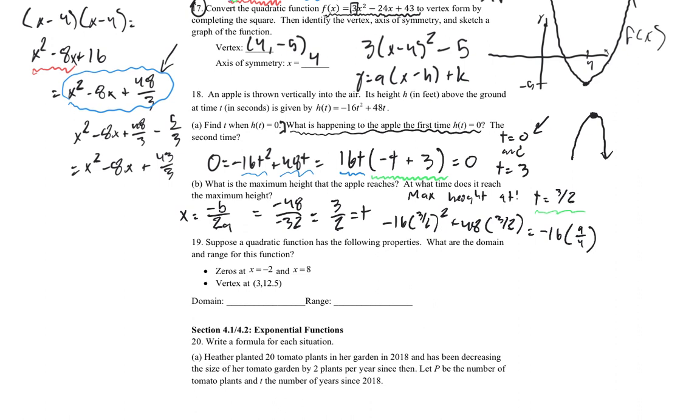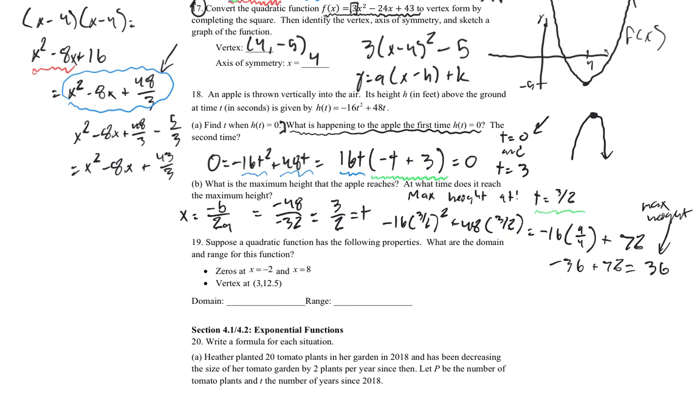Why does the Apple Pencil keep doing that? Plus 48 over 2 is 24, times 3 is 72, so plus 72. Negative 16 over 4 is negative 4, times 9 is negative 36, plus 72, right? Again, feel free to check me. So 72 minus 36, let's see, that's 36. Okay, so that'd be the max height. There we go, we've done it. On to the next one.